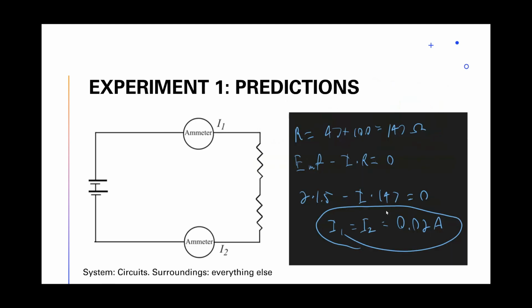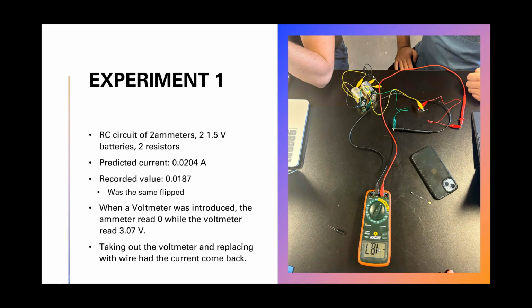Our experiment predictions: our system is our circuits, and our surroundings is everything else. We have two resistors, one of 47 ohms, one of 100, two ammeters, and two 1.5 volt batteries. Therefore, plugging these all into our equation, our current should be measured out to be 0.0204 amps. We set this up in real life.